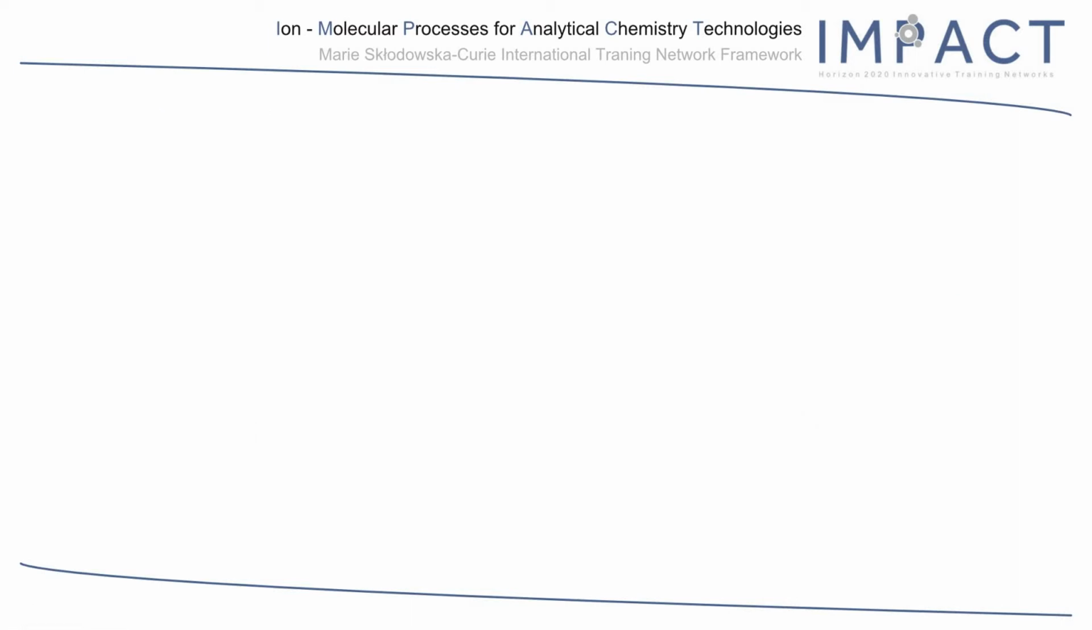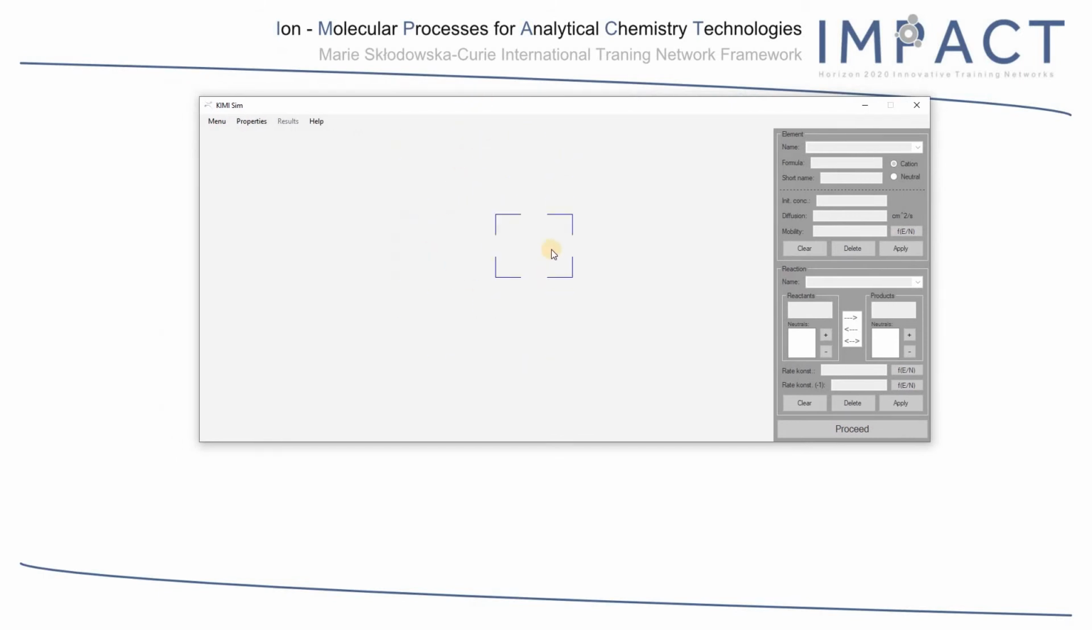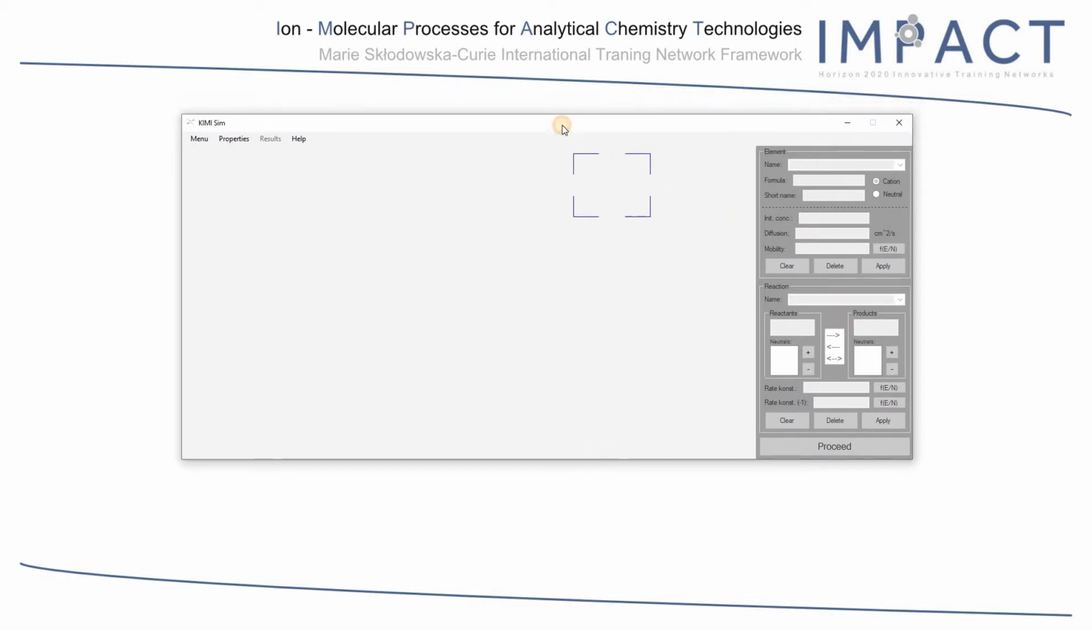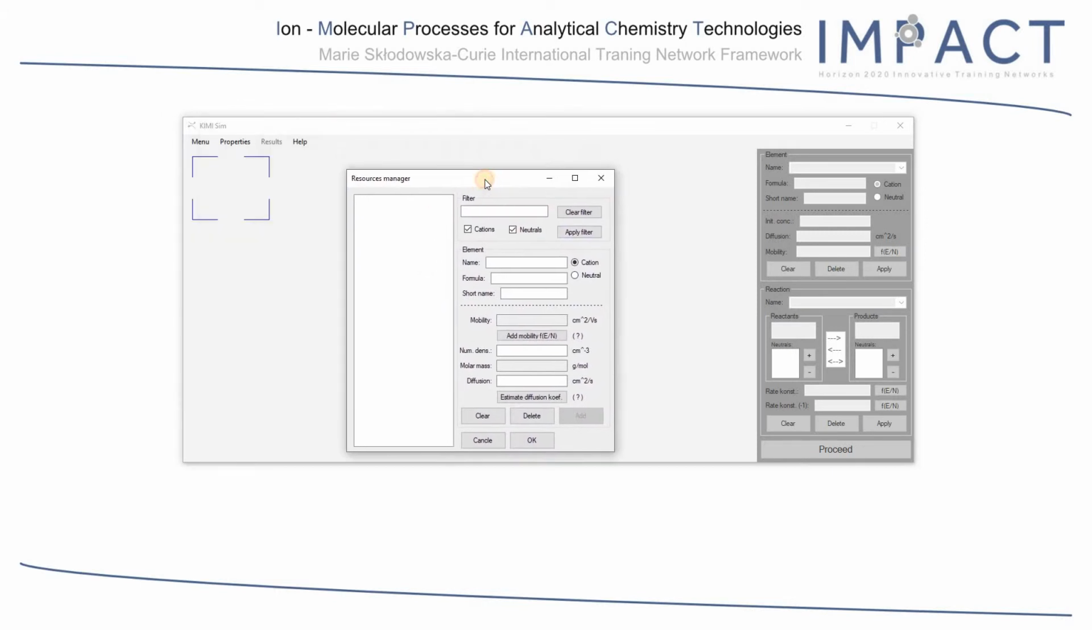After we open the application, in the center, we can see the reaction grid, where we will draw our reactions, and on the right side some other reaction options. Before we start drafting our set of reactions, we first need to define reaction particles that we will use in the simulation. To do that, we have to go to Properties and choose Resource Manager. Here we can create and manage our ions and neutrals.